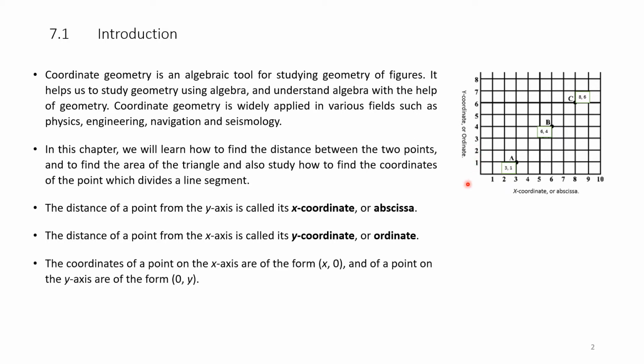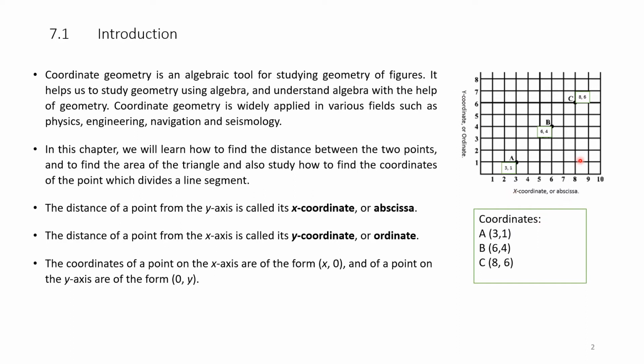The coordinates of a point on the x-axis are of the form x comma 0 and of a point on y-axis are 0 comma y. Hence, for the x-axis, x is represented as 1, 2, 3 etc. and here y is equal to 0. And on the y-axis, x is equal to 0 and y is represented as 1, 2, 3 like this.